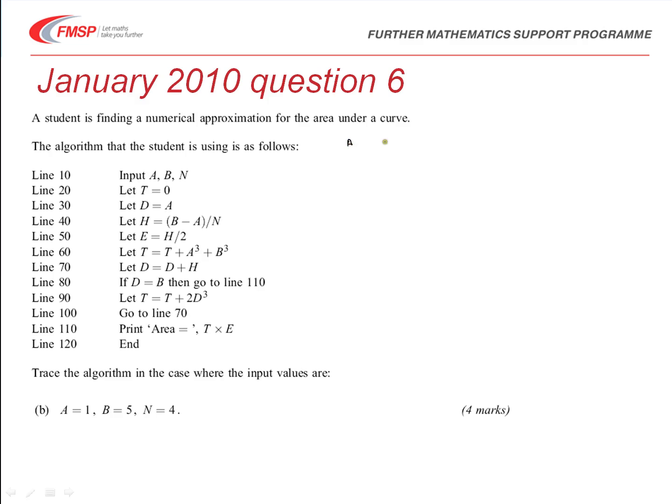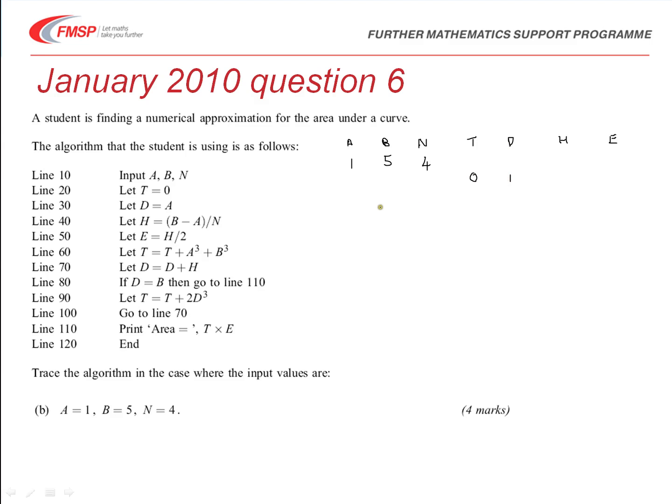start with A, B and N, and we've got T, D, H and E. This time A is 1, B is 5 and N is now 4. So line 20 says T is 0. Line 30 says D, let it equal A.